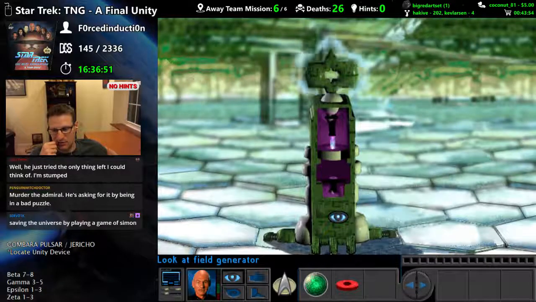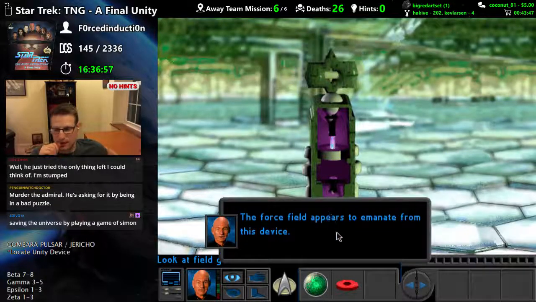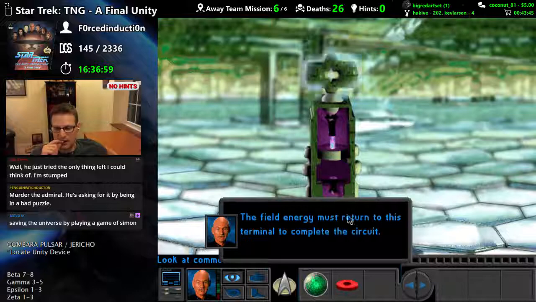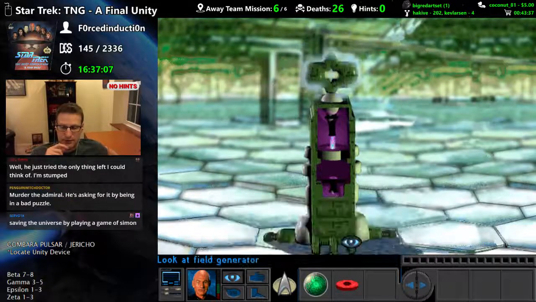Wait, look at disk. What? Wait, was there a disk here? It was just a little glitchy. The force field. The field energy must return to this terminal to complete the circuit. So we have to get it so it doesn't return to that circuit.